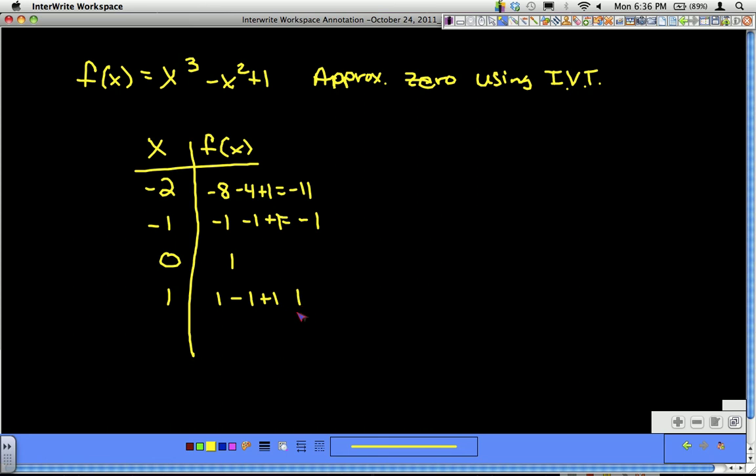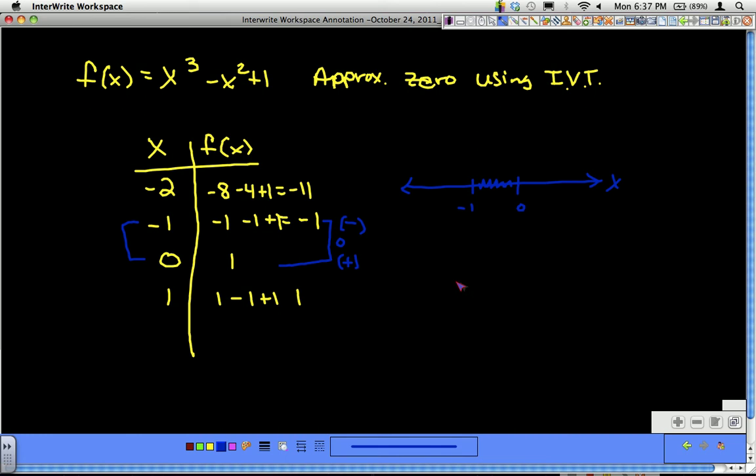Now, the important part of this one is this stretch right here. My y value changed from negative to positive. Well, between negative and positive is a 0. And it happened in my interval from negative 1 to 0. So what that tells me is, if I were to look at this on a number line, from negative 1 to 0 on my x-axis, somewhere in here is going to be my intercept.